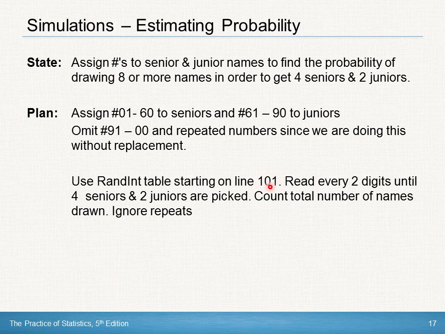Okay, so we're going to use our random integer table. We're going to start at line 101. You just have to look at your random integer table and pick a line to start at. It doesn't matter. Read every 2 digits. The reason it's 2 digits is because we assign 2 digits to the seniors and to the juniors until 4 seniors and 2 juniors are picked. So count the total number of names drawn and ignore repeats.